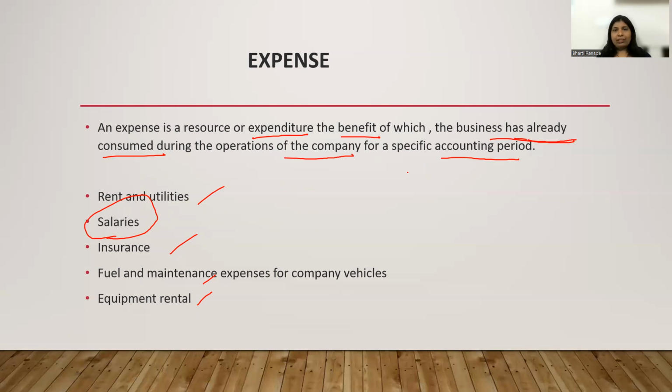Most of the time, it will be 1st April to 31st March of the next year. My accounting period starts on 1st April and ends on 31st March of the next year. That's for that specific accounting period. If I am doing certain expenditure, then I'm going to call it an expense, and I'm going to post it in the P&L account of the company. I hope you understood the basic definition or meaning of the expense.